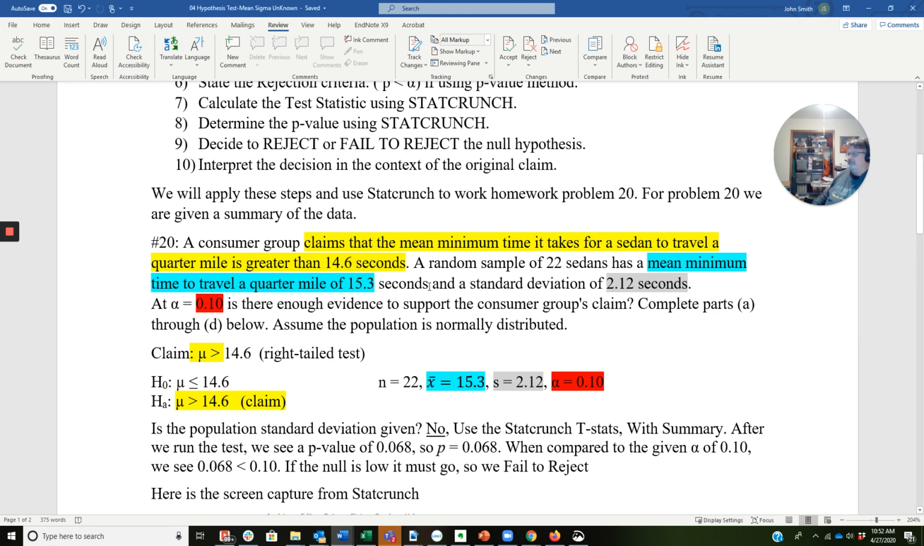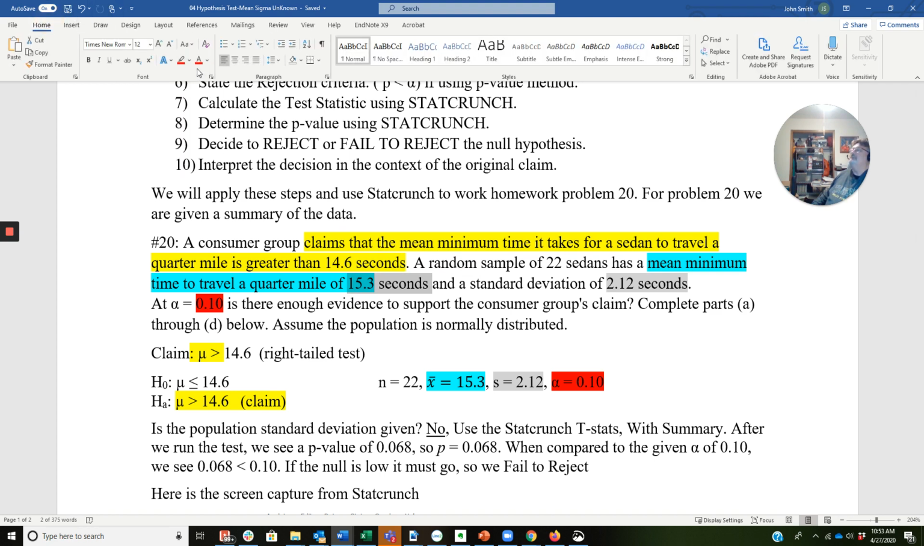So I should have gone ahead and done this whole thing here. I left out the seconds. Okay, there we go. And a standard deviation of 2.12 seconds. At alpha equals 0.10, is there enough evidence to support the consumer group's claim? And again, we're going to complete parts A through D.